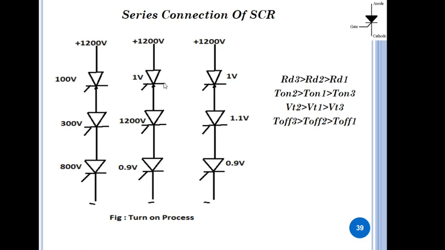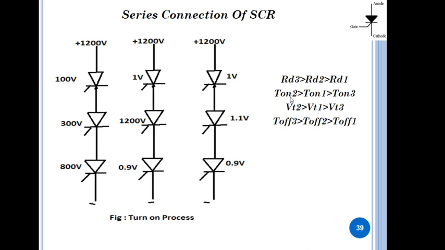But due to the difference in turn on time of the SCRs, the voltage shared is again not the same. So the second figure represents the behavior of voltage distribution across the SCRs during the turn on process. We apply the trigger pulse to each SCR connected in series, but the voltage distribution across the SCRs is again different because of the different turn on time of each SCR.